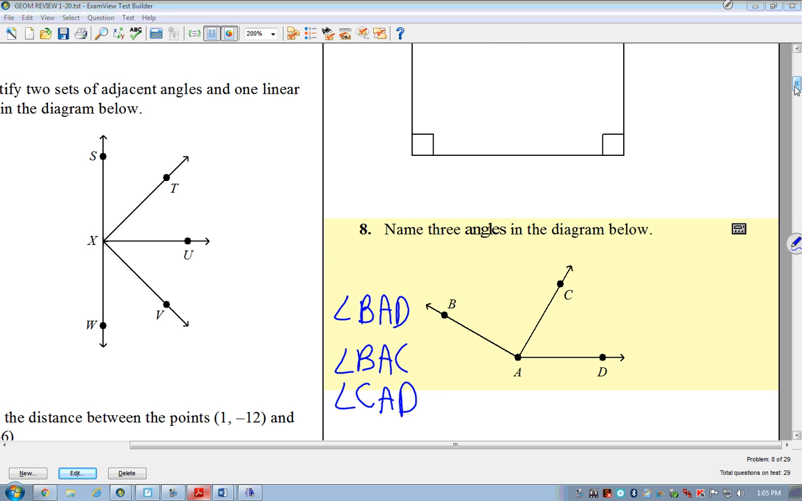Those will work. Now, we could have labeled angle BAD as DAB. We could do angle BAC as angle CAB, and you could do angle CAD as angle DAC. The only thing that matters is that we're keeping A as the vertex for all 3 of them. Any questions about that? All right, number 10.